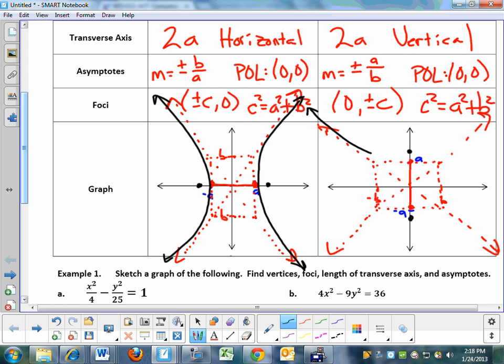You can see that one of these graphs has shapes that go up and down. The other one has shapes that go left and right. And those are what we call hyperbolas.